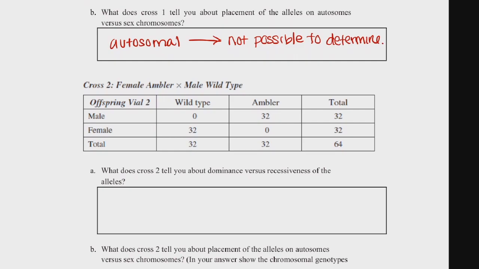So A is asking, what does cross 2 tell you about the dominance versus recessiveness? What I find interesting is that males are 0 for wild type, but there are 32 females for wild type. In ambler, there are 32 males and 0 females. So this tells us that because all males are ambler and all females are wild type, this is an indication of recessiveness.